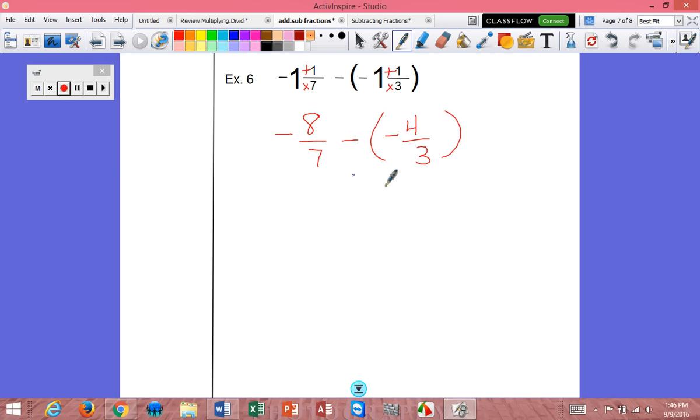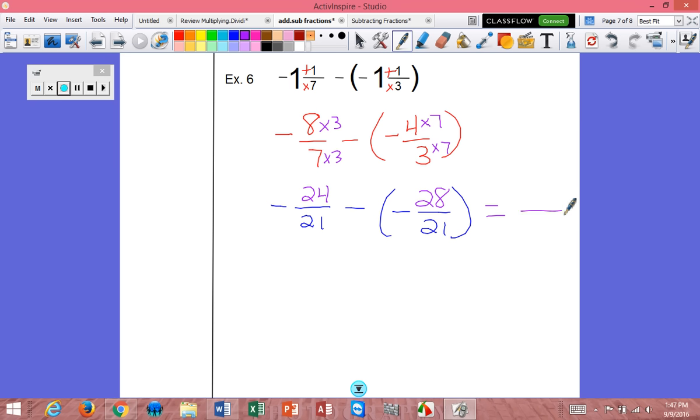I need a common denominator. The least common multiple of 7 and 3 would be 21. So I'm going to have a negative fraction over 21 minus a negative fraction over 21. 7 to 21, we multiply by 3. 8 times 3 is 24. From 3 to 21, we would multiply by 7. And 4 times 7 is 28. Denominator stays the same. Now I'm going to take what's in the numerator and I'm going to circle it. So we have negative 24 minus a negative 28.